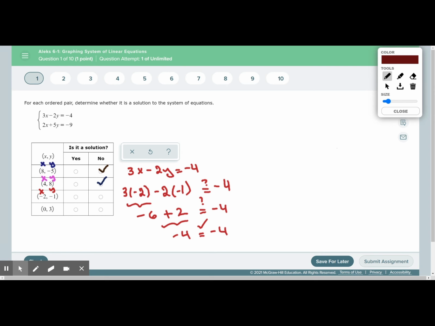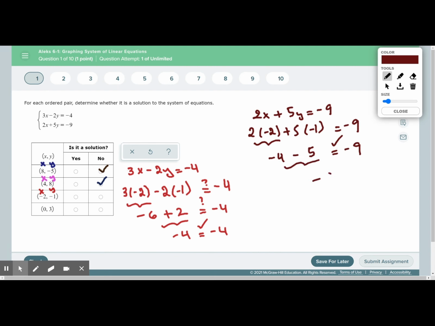All right, so second equation, 2x plus 5y equal to -9. We plug in the same numbers, -2 and -1. So 2 times -2 plus 5 times -1 equal to -9. 2 times -2 is -4 minus 5. Is that equal to -9? Yes, same sign we add, so -9 equal to -9. So it's a yes. And the last one will be no, because these are two linear lines, they only cross at one point. If you find the solution, the rest are going to be no.